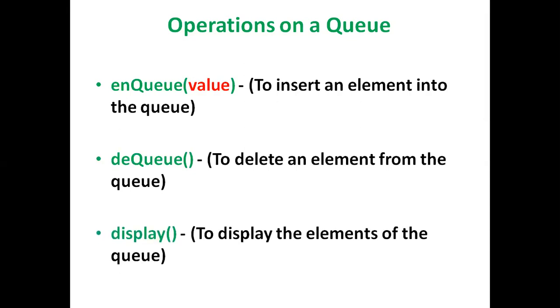And third one is display. Display means it displays the elements of the queue. So we are performing three operations on the queue. First one is enqueue, inserting the values. Second one is dequeue, means deleting the values. Third one is display. It displays the values of the queue.